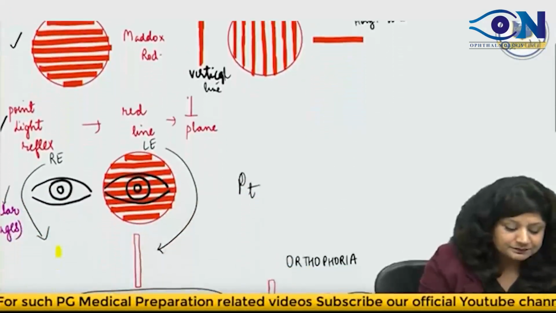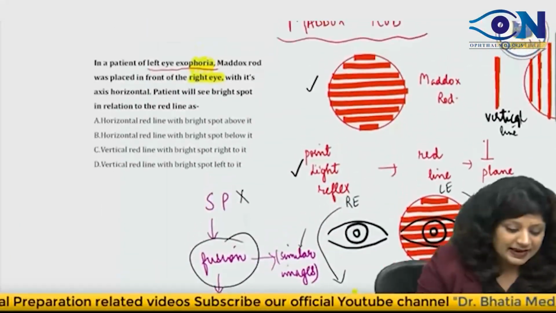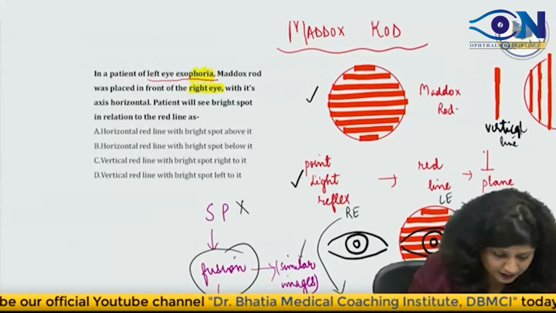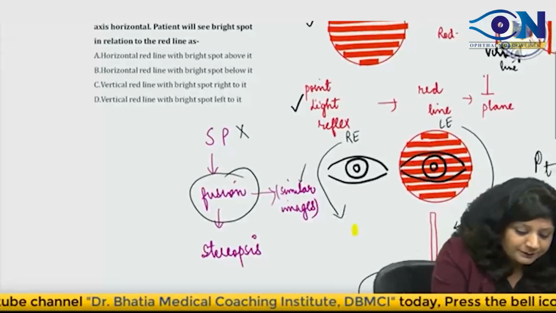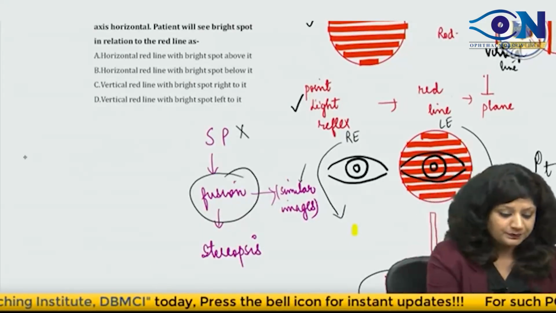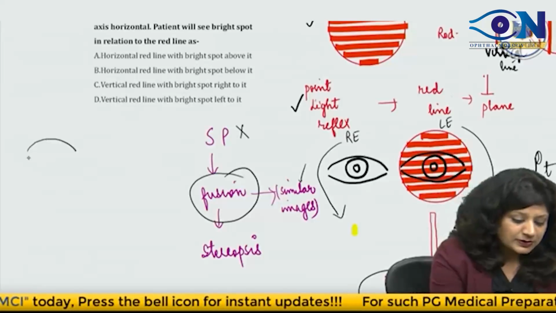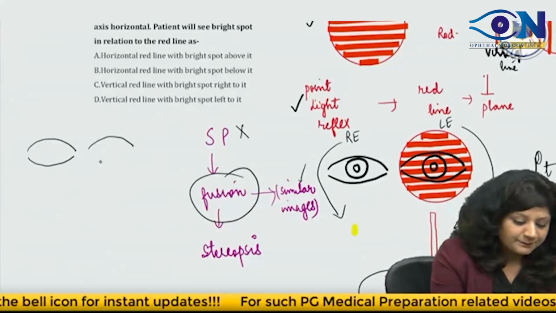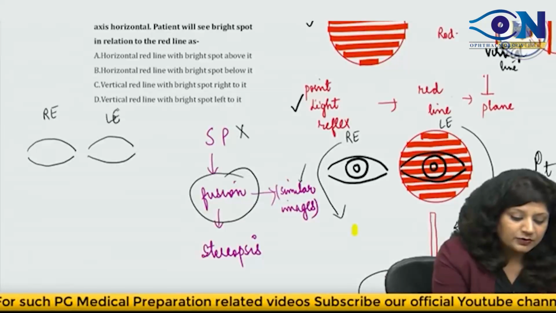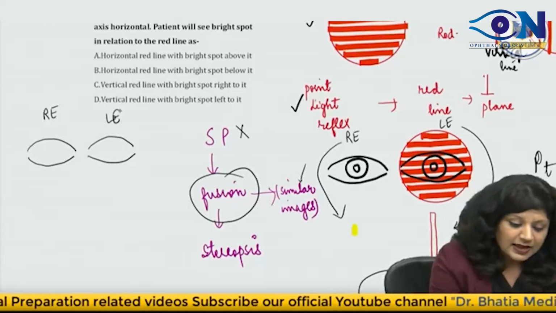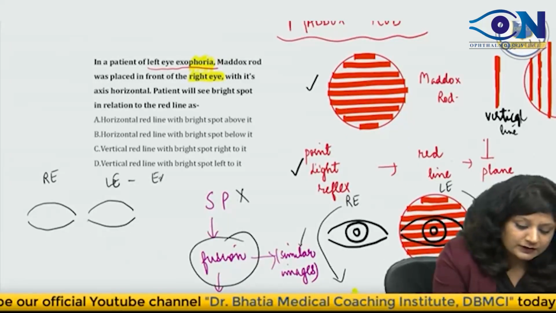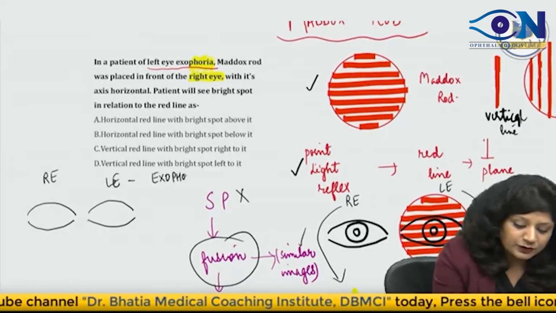Now see here. They are saying that a person comes to us with the left eye exophoria. So we'll try to draw here. This person is having the left eye exophoria. Something like this. So suppose these are the eyes, and I say this is the right eye and this is the left eye, and the left eye is having the exophoria.